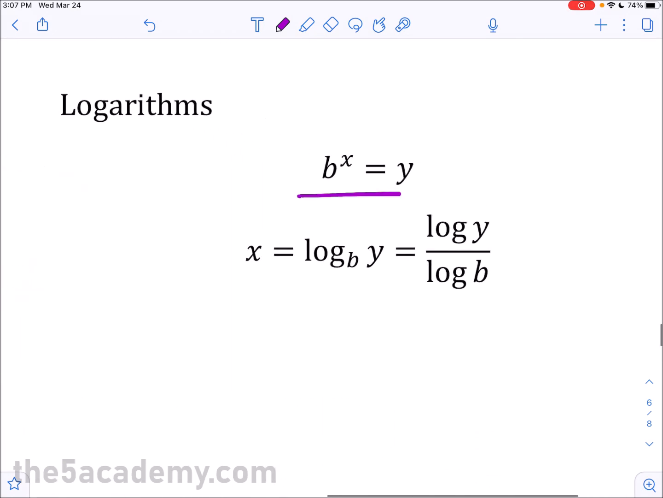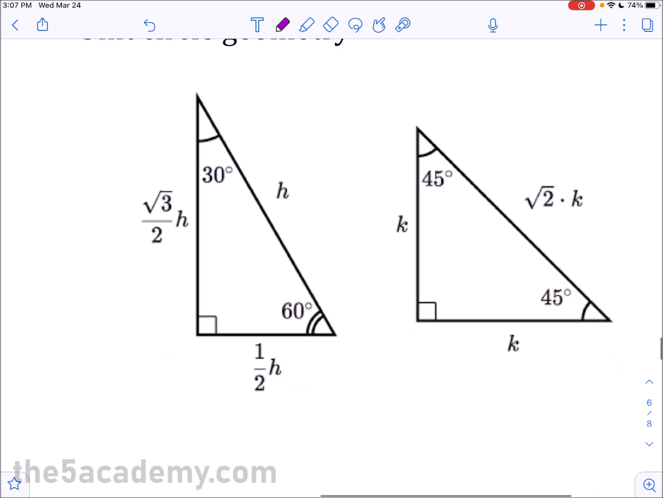Logarithms. So if I give you an equation in this form, like 2 to the x equals 9, how do you solve for x? It's kind of weird, but using your calculator, you can just plug this in to solve for x. In this case, it would be log of 9, I believe, divided by log of 2. That would give you some number where that's correct.